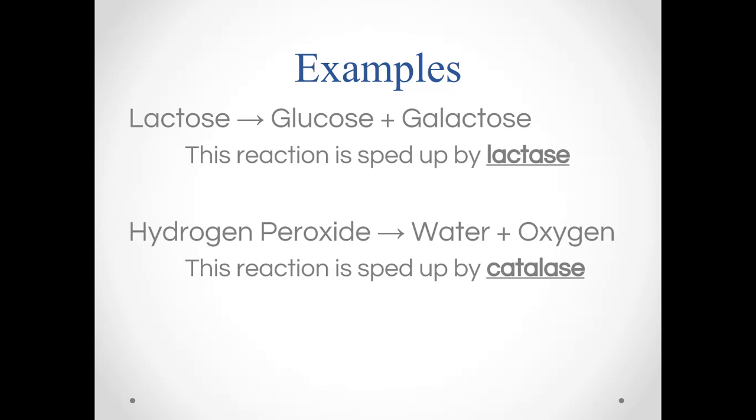Okay? Our reactions that we saw before, for our examples, now we can see which enzymes we add to speed them up. So lactose, breaking down into glucose and galactose, is sped up by lactase. Okay? Enzymes are always going to end in ASE. That indicates that it's an enzyme. Hydrogen peroxide, breaking into water and oxygen, is also sped up by an enzyme known as catalase.